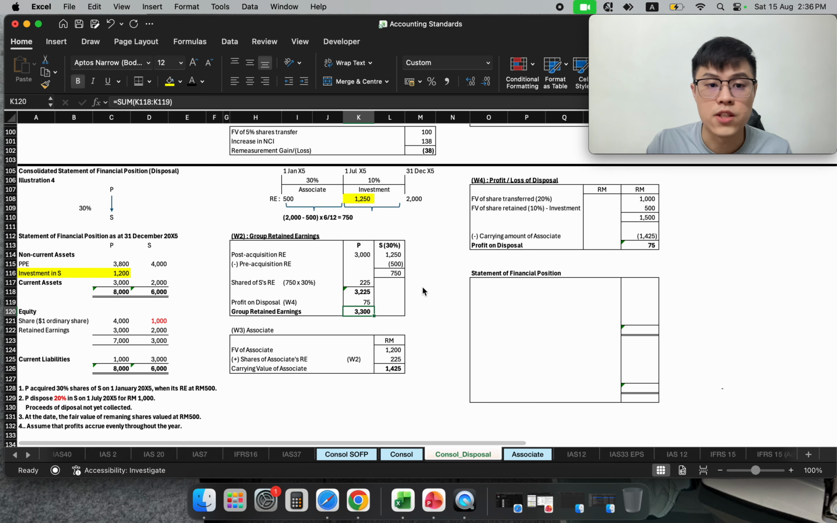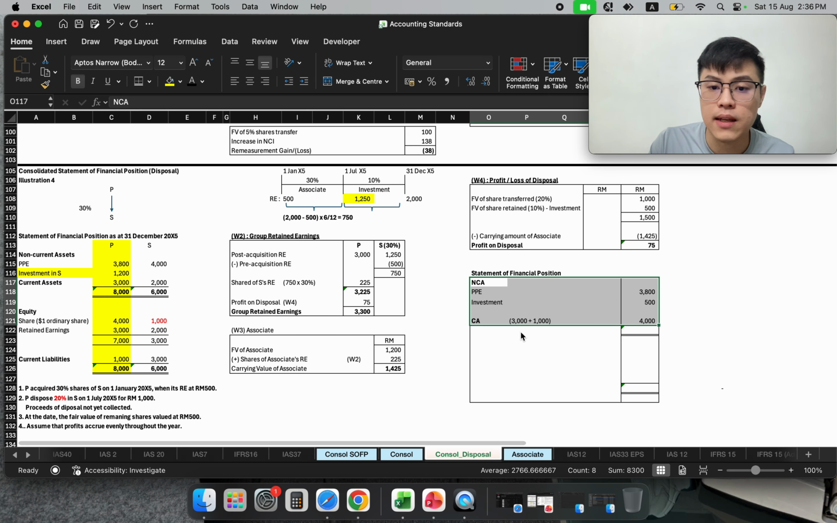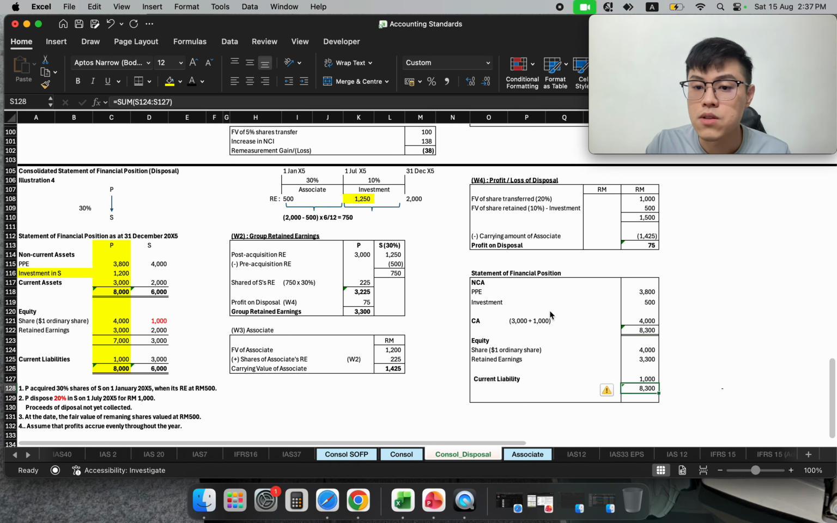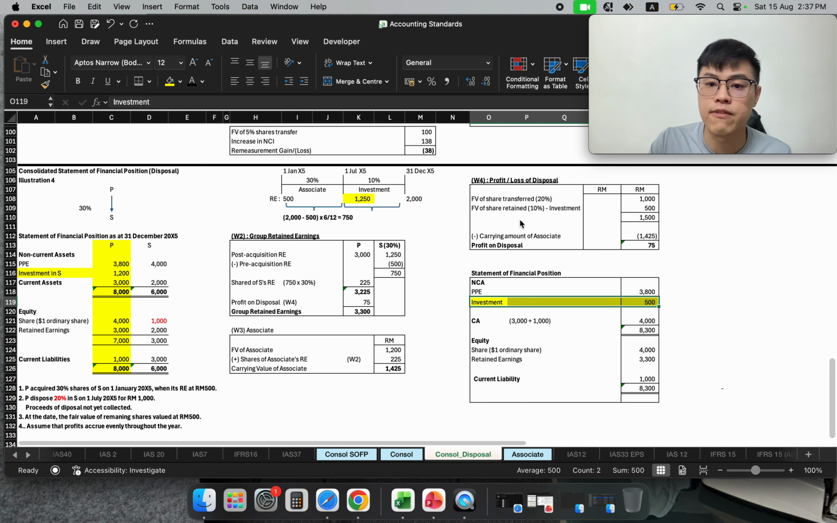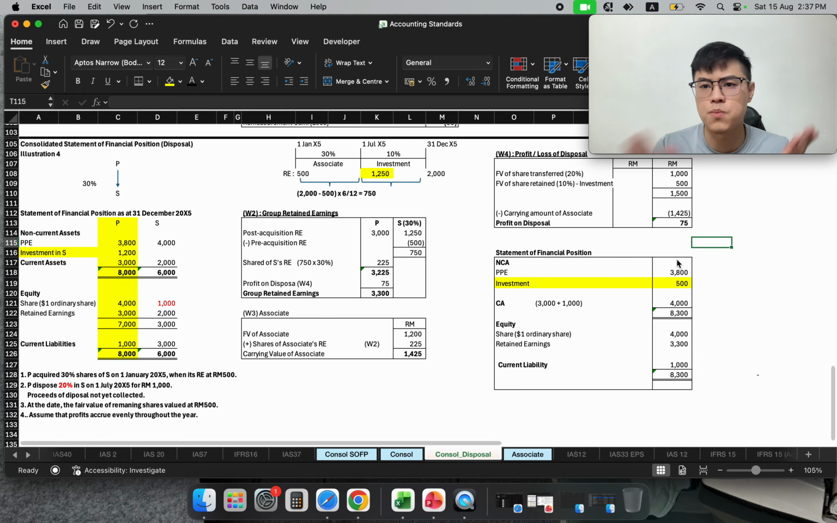So since it's just a normal associate, no consolidation, you just focus on P. So I put my P, non-current asset and asset. Remember to add the 1,000 because proceeds of disposal are not yet collected, and the final amount is 8,003. And your equity shares for parent, your group retained earnings, and finally your current liability of your parent. So you landed at 8,300. So from the date I lost the associate, 1st July onwards until this date, that will be my IFRS 9 investment, which is 500. So there will be 4 different cases that you can explore when you want to understand more in depth what this disposal actually is.